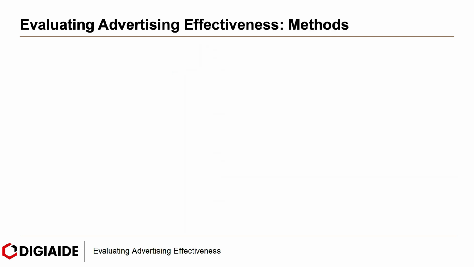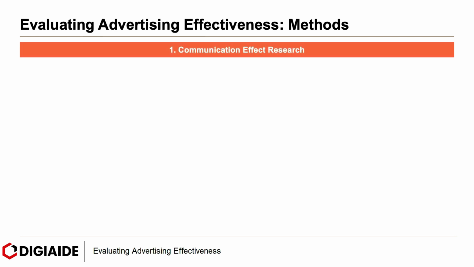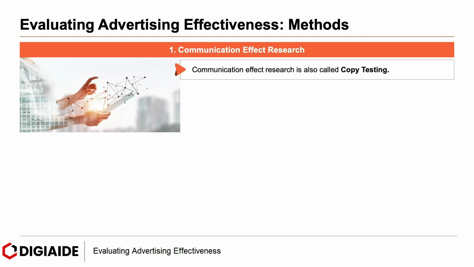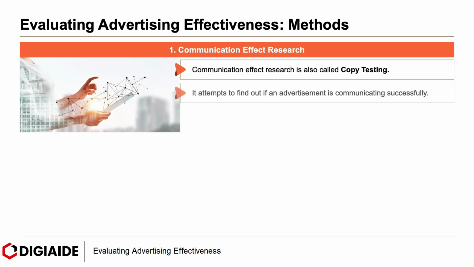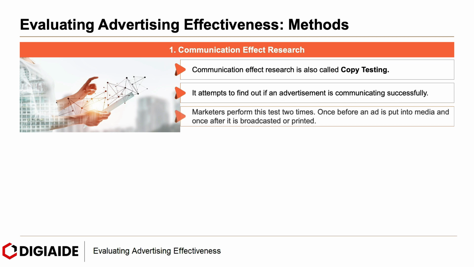Now let's look at the methods of evaluating advertising effectiveness. There are two major methods. The first, communication effect research. Communication effect research is also called copy testing. It attempts to find out if an advertisement is communicating successfully. Marketers perform this test 2 times, once before an ad is put into the media and once after it is broadcasted or printed. Now there are several methods for copy testing.